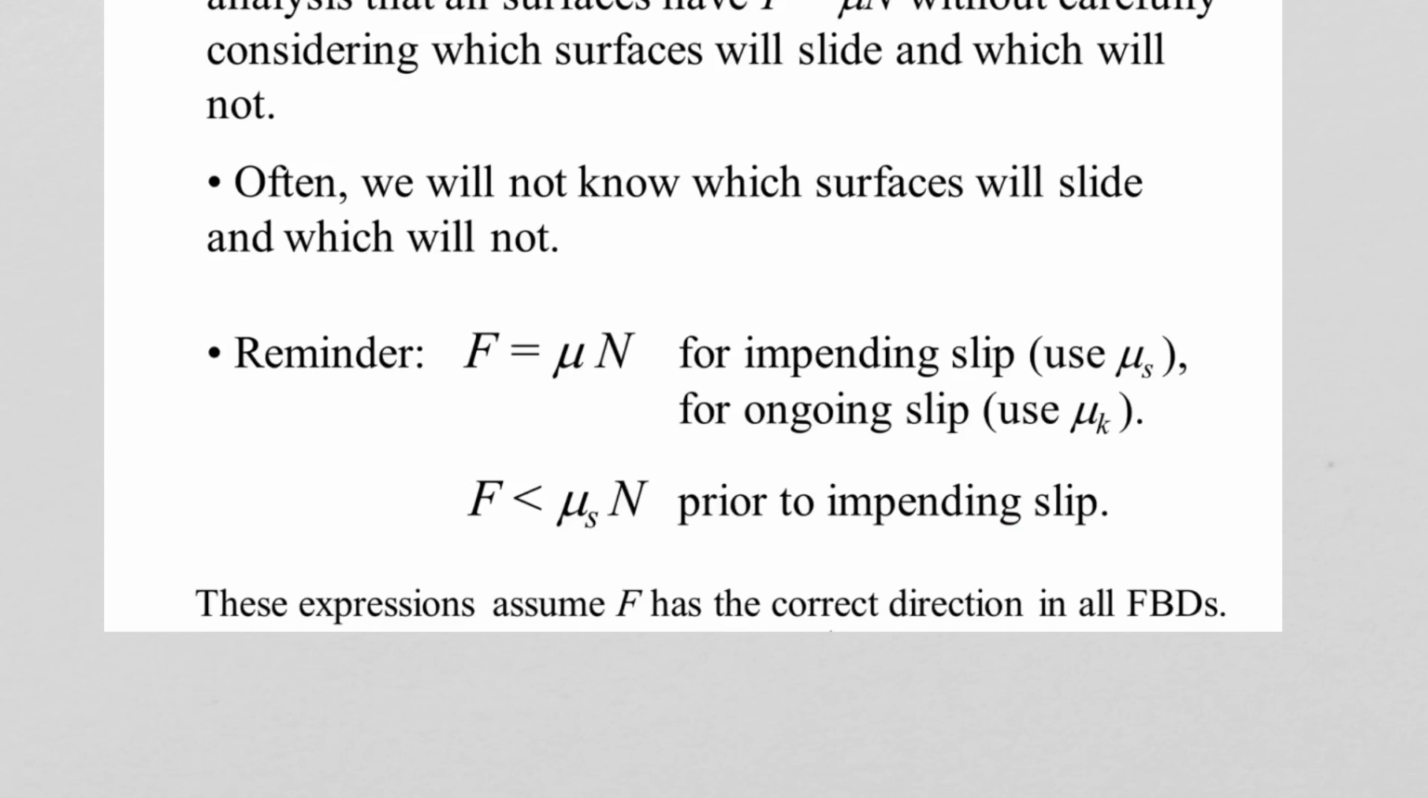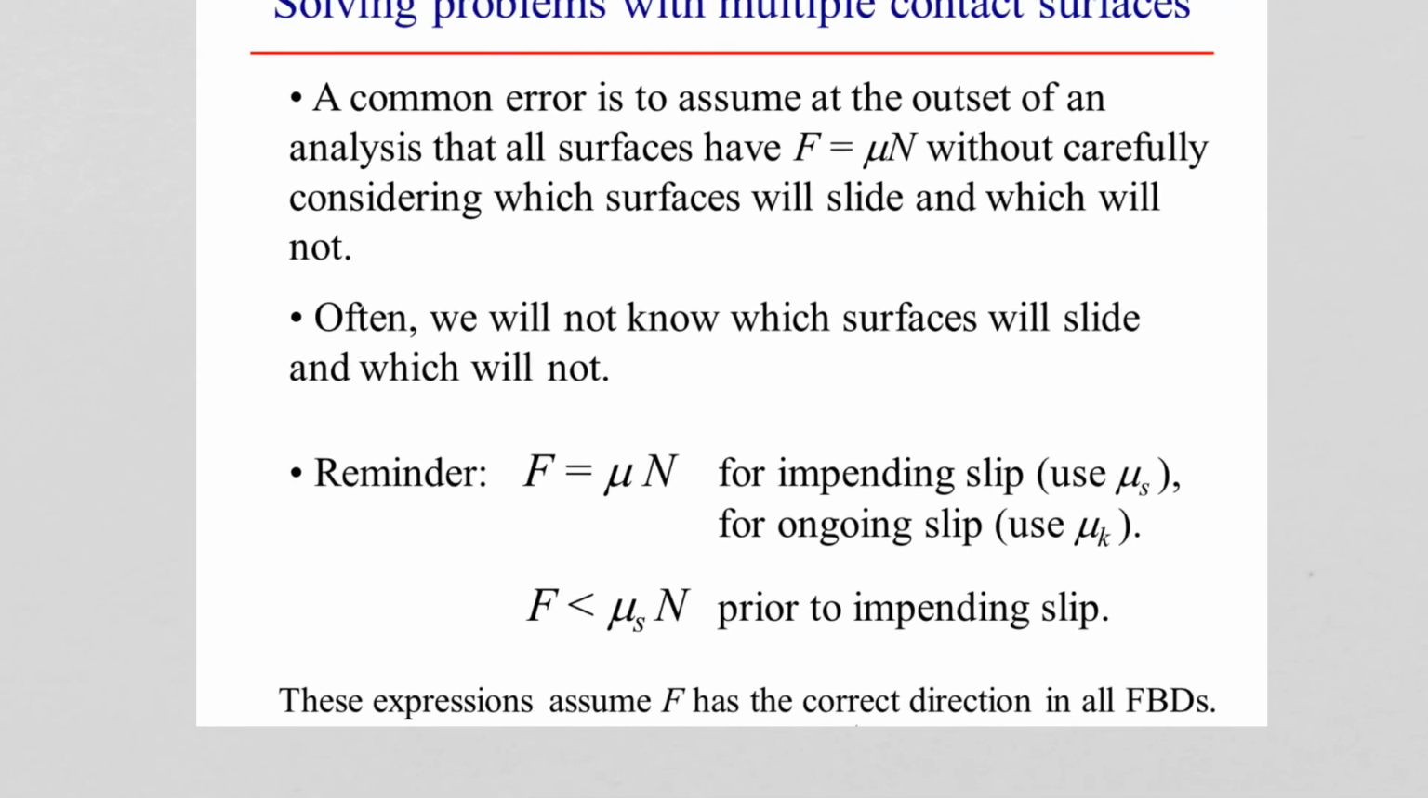And these expressions assume that this frictional force F is, of course, in the right direction, that we know the right direction in which the slip is going to occur. So how do we solve problems like this? We're going to take a look at that in an example down below.